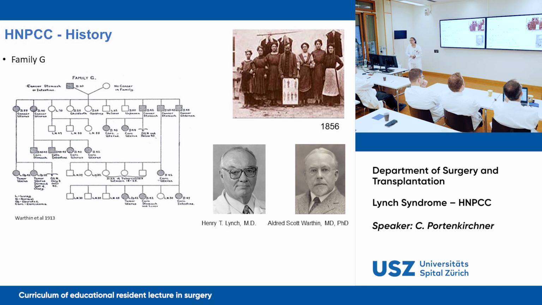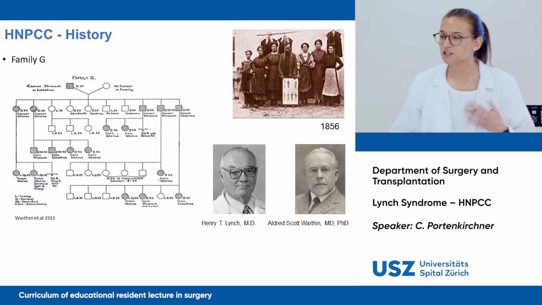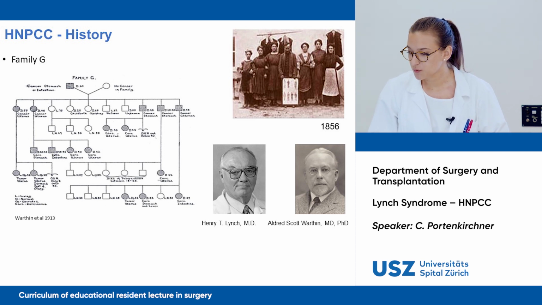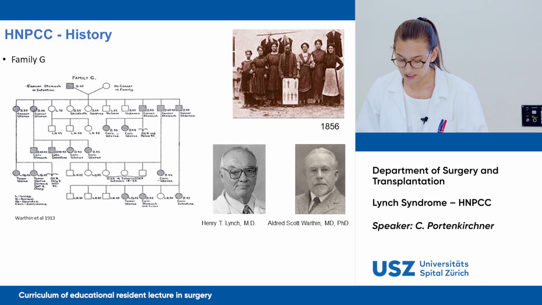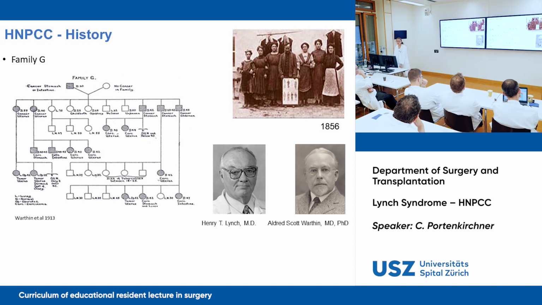One of these family G members went up to Dr. Worthin. She was concerned because many family members had cancer. So there was a high accumulation of cancers in her family, and she was a little bit concerned about this. Dr. Worthin made this pedigree and had a look at the family in detail, and he was the first to describe the familial predisposition to cancer.